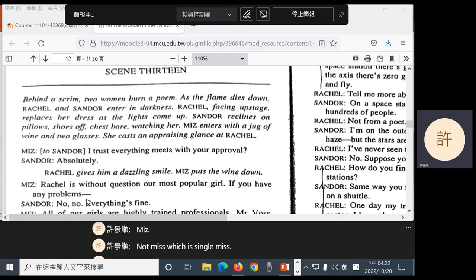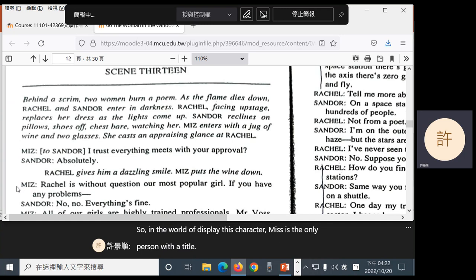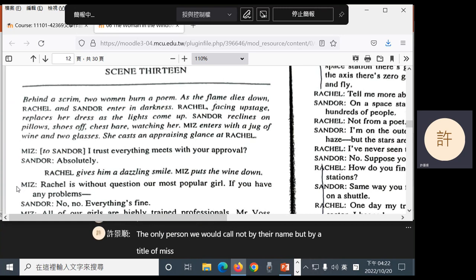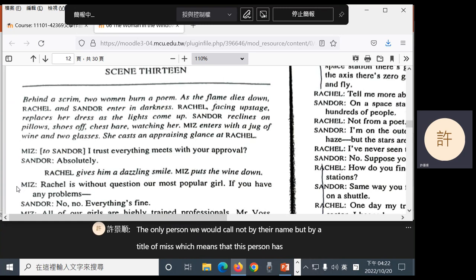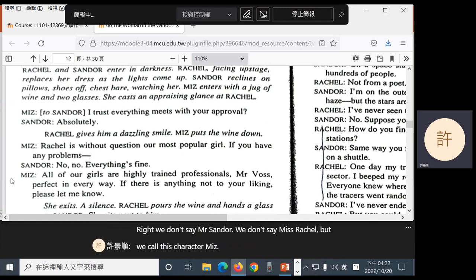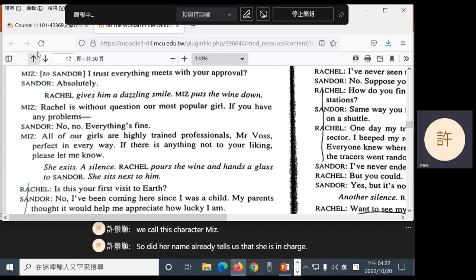So in the world of this play, this character, Ms., is the only person with a title. The only person we would call not by their name, but by a title of Ms., which means that this person has some power. Right, we don't say Mr. Sandor, we don't say Miss Rachel, but we call this character Ms. So her name already tells us that she is in charge. So she is responsible for making sure that Rachel does her job well.